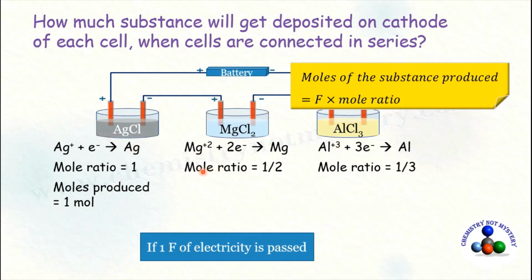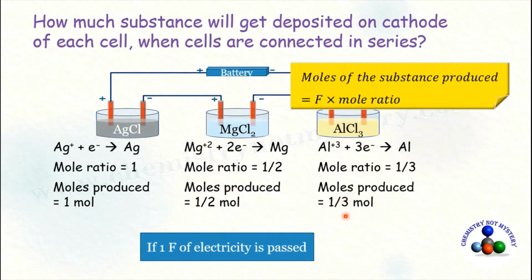Similarly, you can calculate the amount of magnesium produced in the second cell by multiplying 1 Faraday by its mole ratio. So here you will get 1 by 2 mole of magnesium produced in the second cell. And in the third cell, 1 Faraday of electricity is passed through the cell and the mole ratio is 1 by 3. So here you will get 1 by 3 moles of aluminium produced in the third cell.